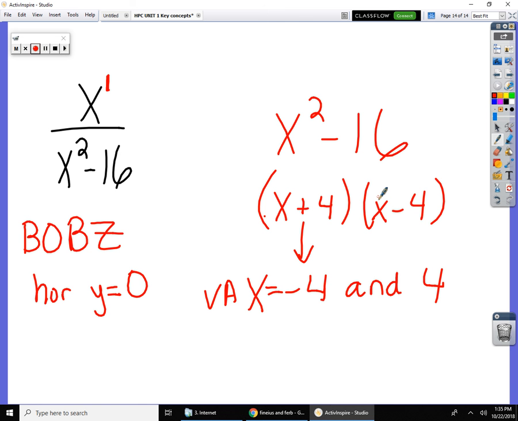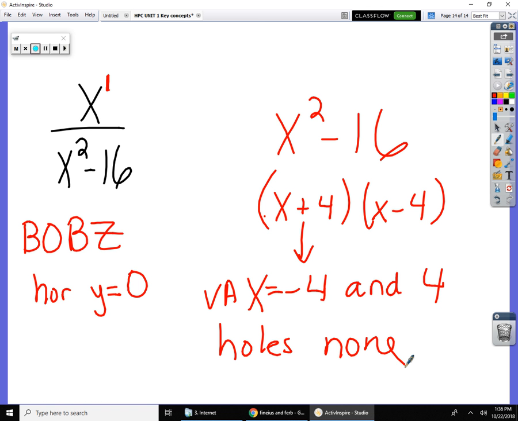Are there any holes? Read the rule for holes. Unless it is also 0 on the numerator. So, is negative 4 or 4 going to make x 0? No. Therefore, for holes, I write none. Don't you dare write 0 because 0 is a value and it'll think that there's a hole at 0.